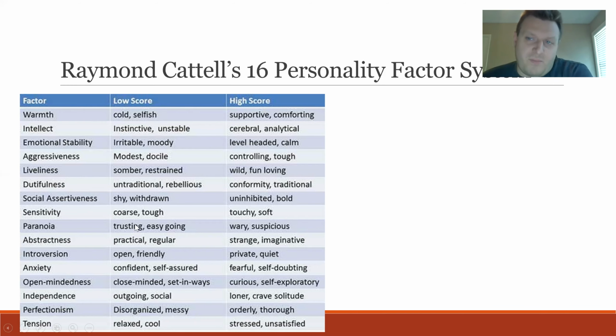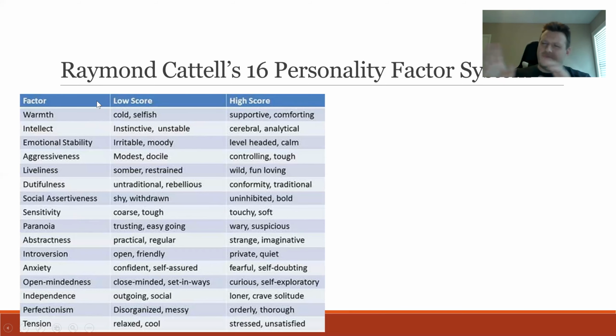Although there's some information here that Hans Eysenck isn't really examining. So for instance, intellect, okay, that's not something necessarily that Hans Eysenck is looking at. How about how disorganized and how organized you are? Not something that Hans Eysenck is necessarily looking at. So there's some unique things about Raymond Cattell's model.